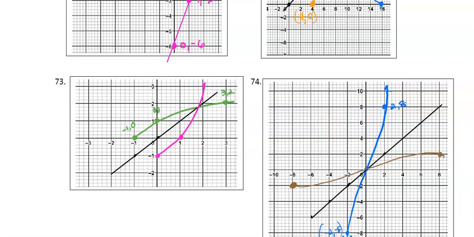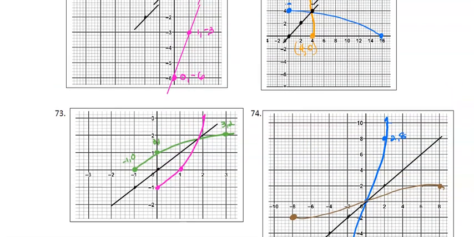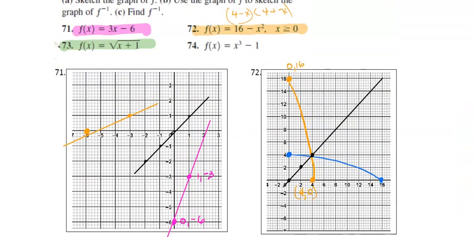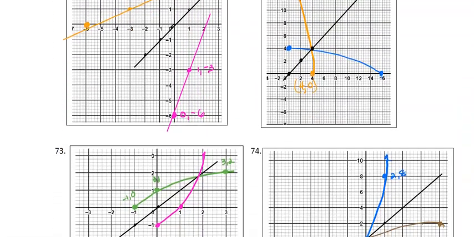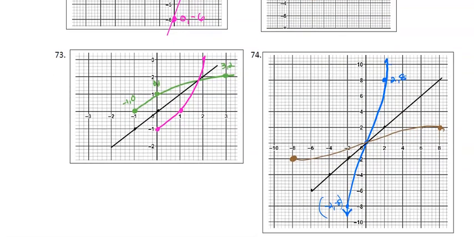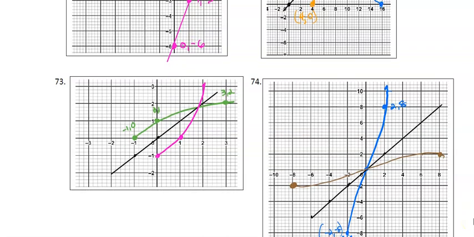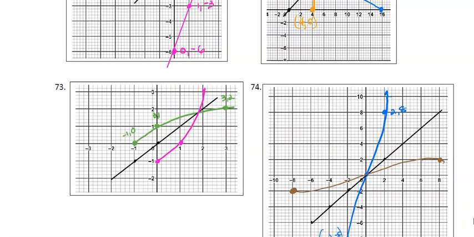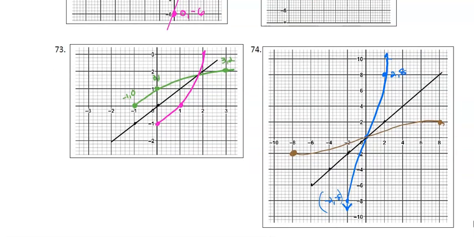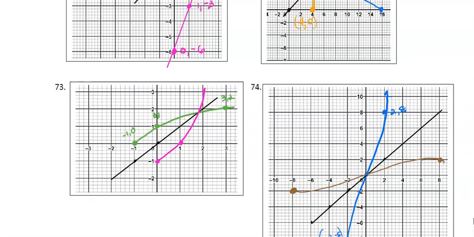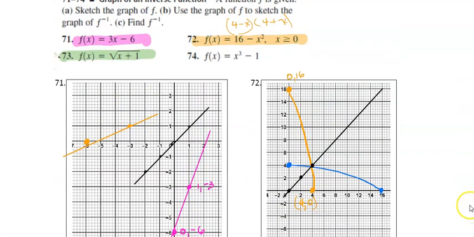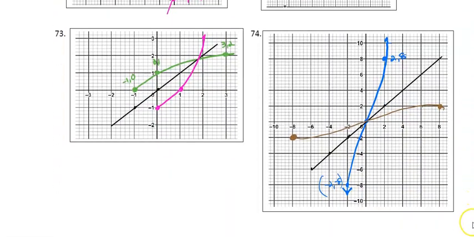Okay, the last one is another parent function that's been transformed. Look up here, x cubed minus 1. What you can do is you can just plug in some numbers. I'm taking the cubic function and I'm shifting it down 1, and that's what's happening with this graph. So plug in some points, 2 and -8, 2 and +8 will give me some values, I believe, and then plot, reverse those, and you are good to go.